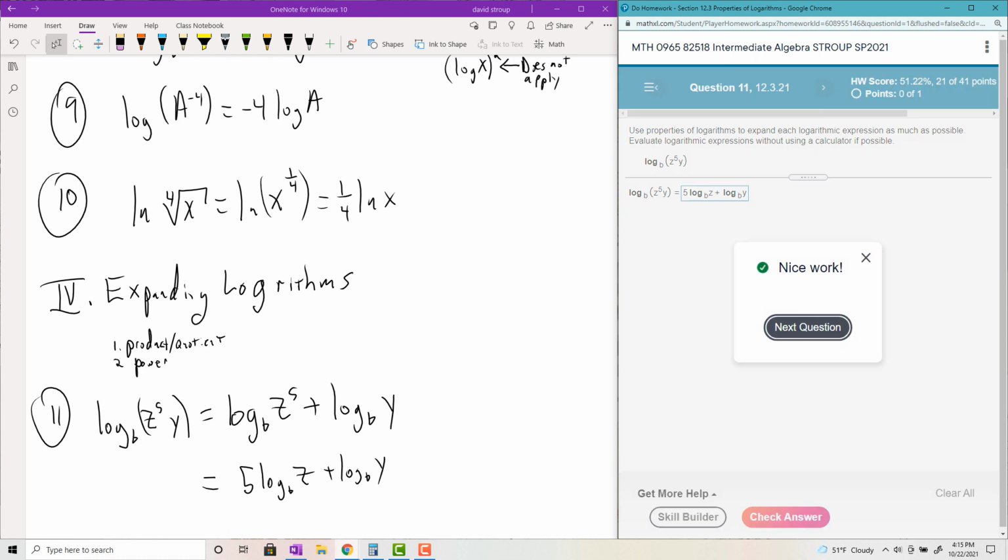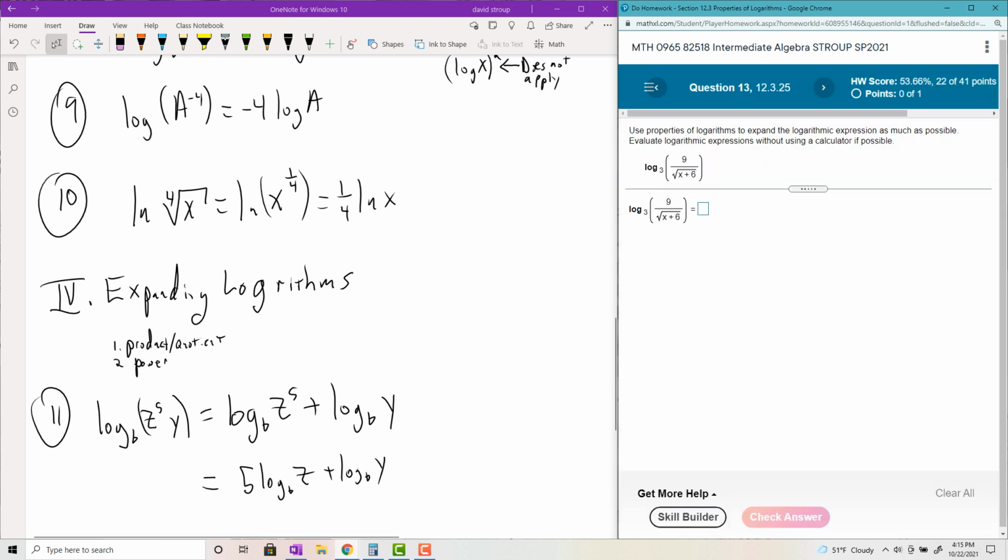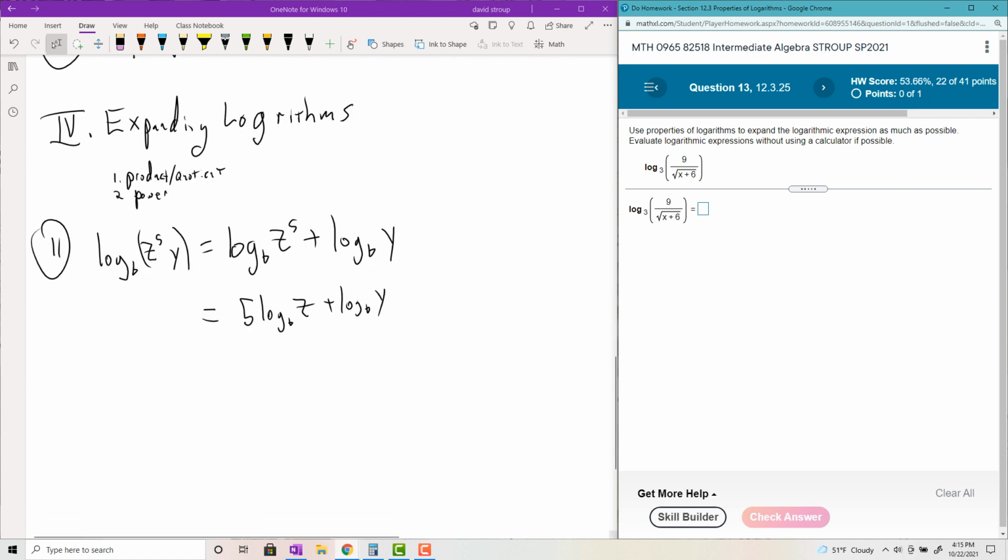Okay. And you know, they're going to really challenge you with these. They make them harder and harder, but it's good practice. You should be able to do these almost in your sleep. Let's look at number 13.